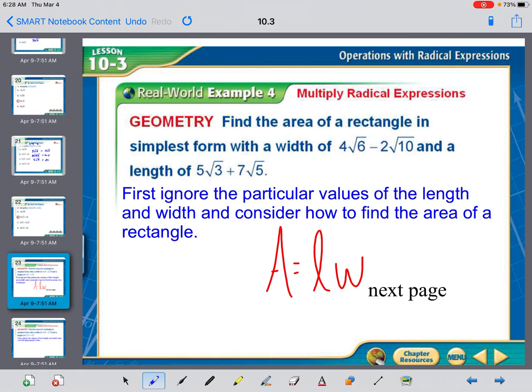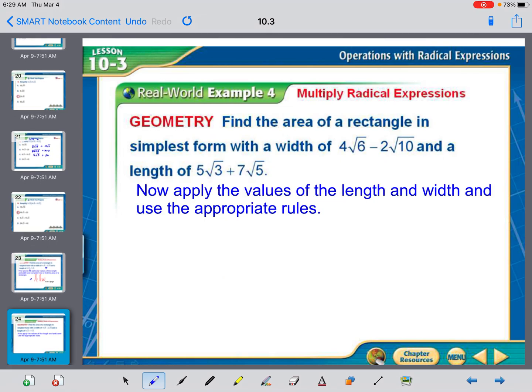One last problem to do here, and it's just an application, an attempt to apply this material. It says find the area of a rectangle in simplest form with a width of that and a length of that. Well, I remind you that area is length times width. So if this is the W and this is the L, then we're going to plug those in.